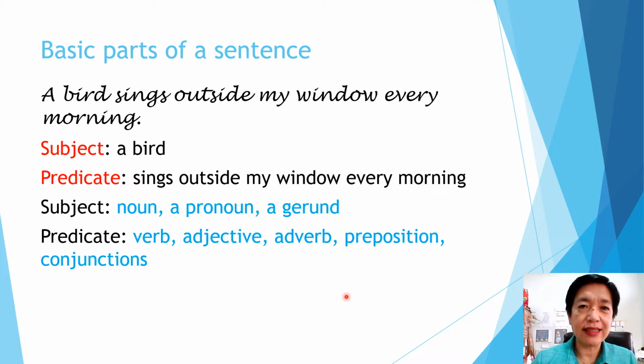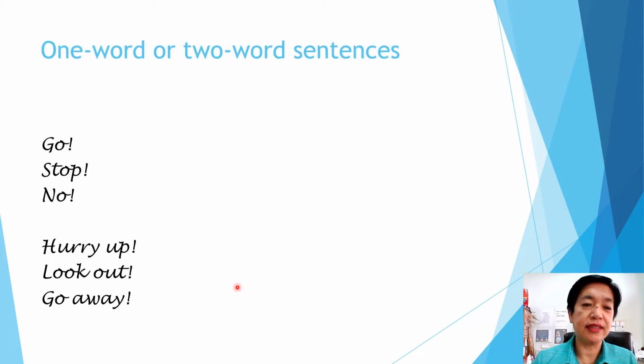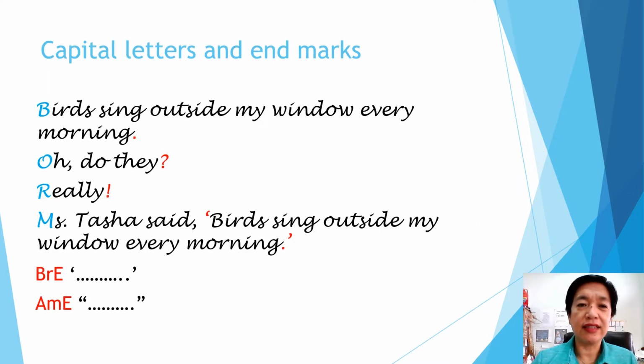Usually, a sentence has a subject and a verb, but there are times when a sentence is only one word or two words, like in these examples. These are command words, and I'm going to discuss them in the next videos when I talk about the functions of sentences. In writing sentences, there are two things we need to remember: the use of capital letters and end marks.